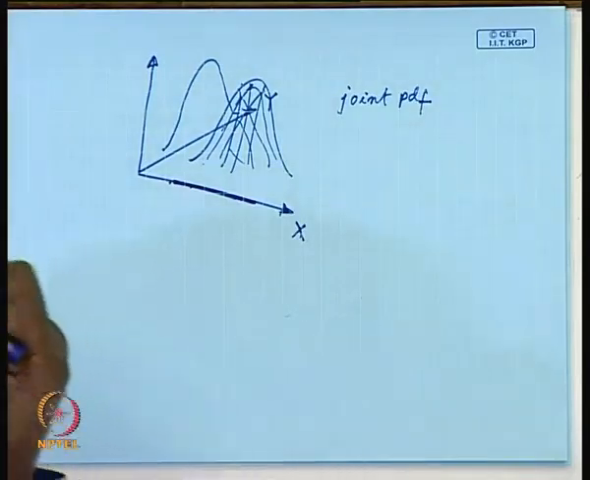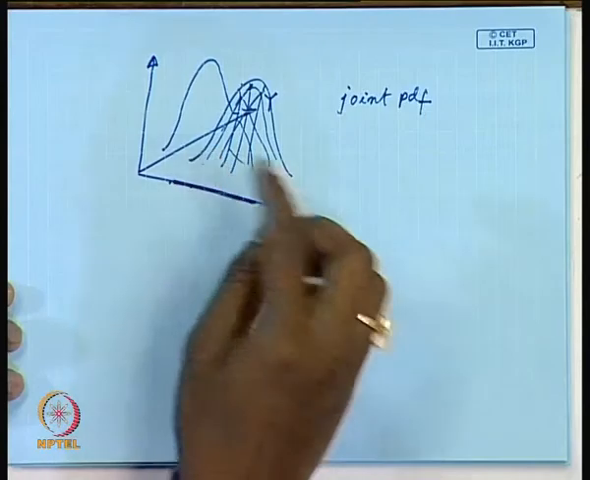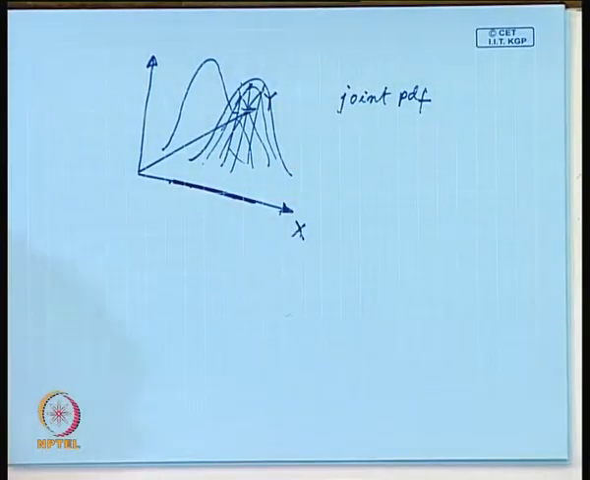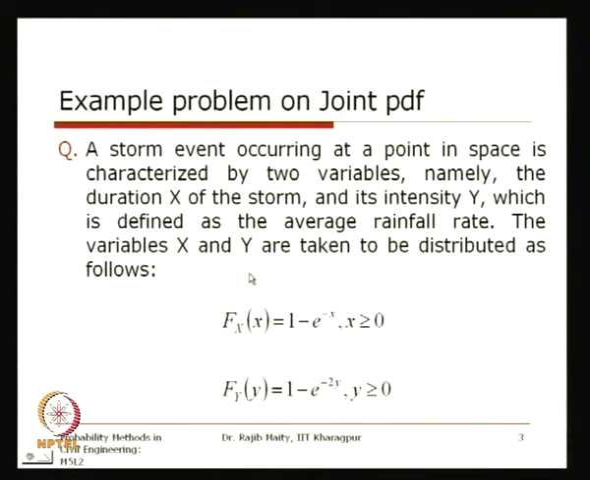The reason for taking up the same problem is that we will see how these two things, the joint PDF and the marginals, are related to each other in a mathematical sense. So, we are starting with that problem first. The problem states that a storm event occurring at a point in space is characterized by two variables, namely the duration of the storm and the intensity of the storm.